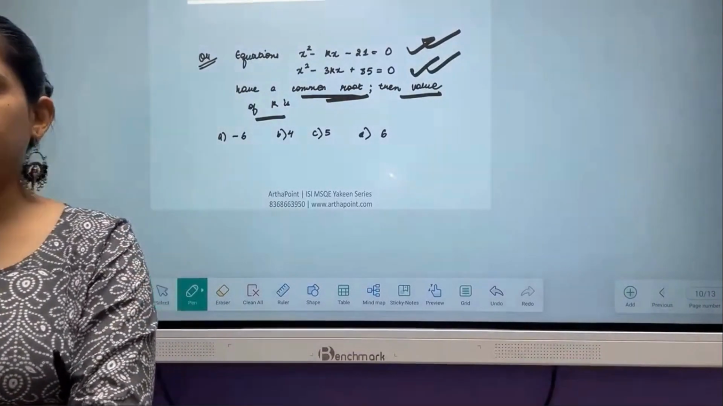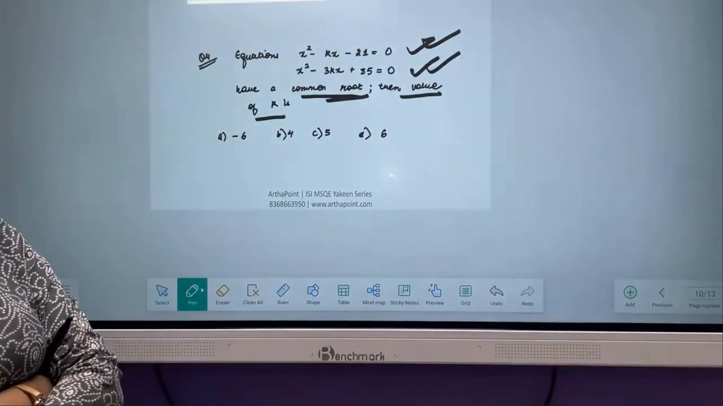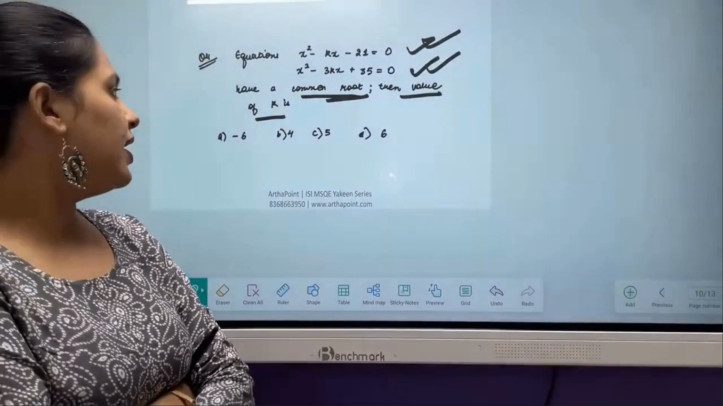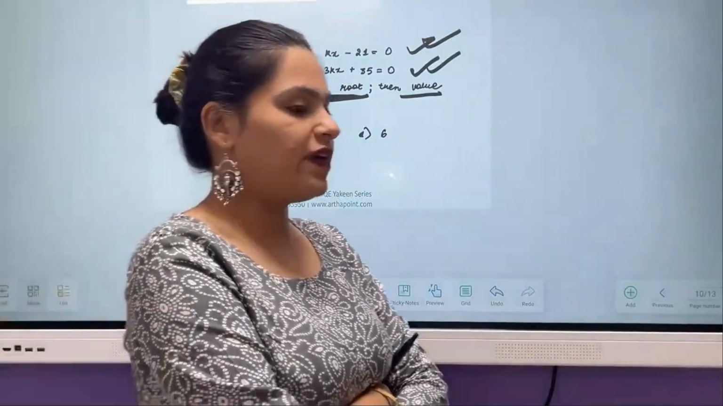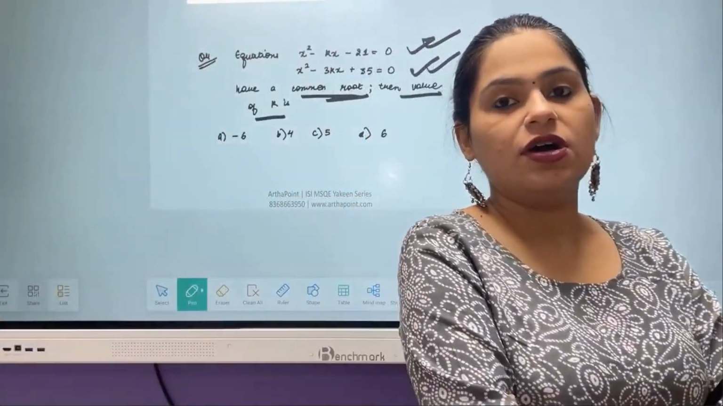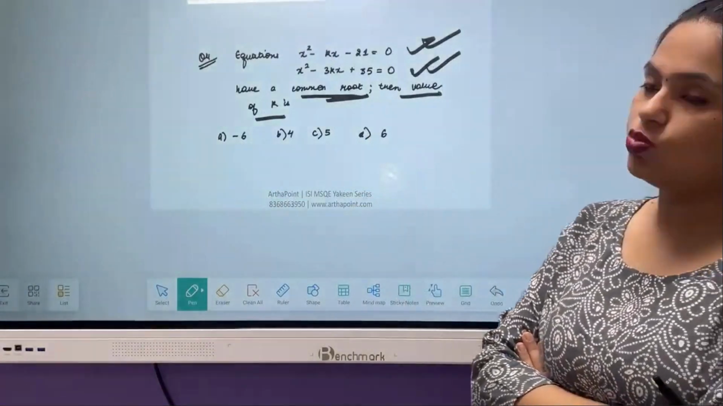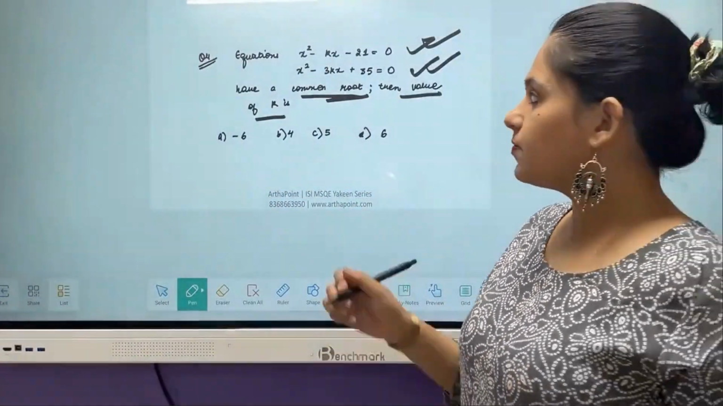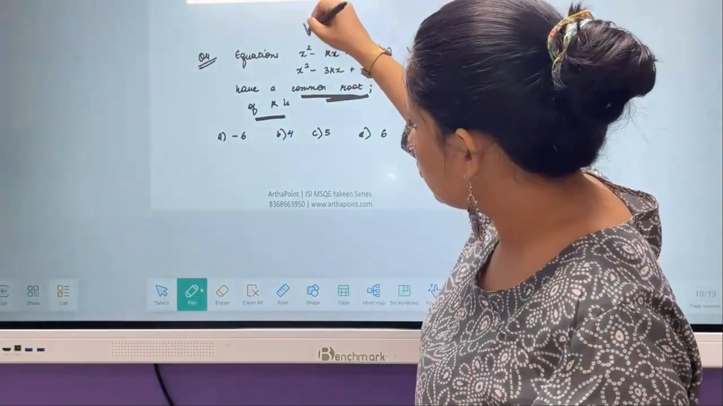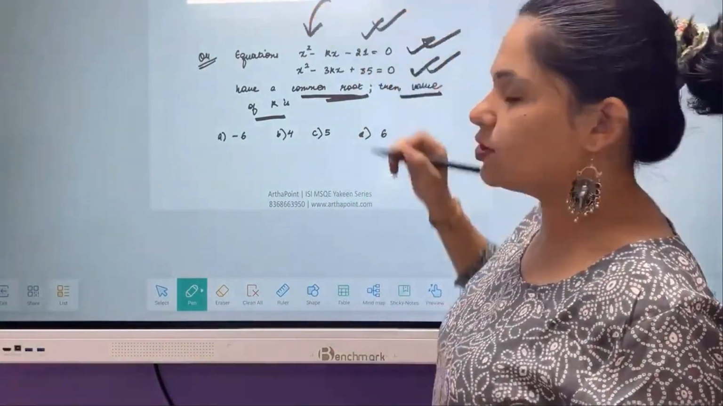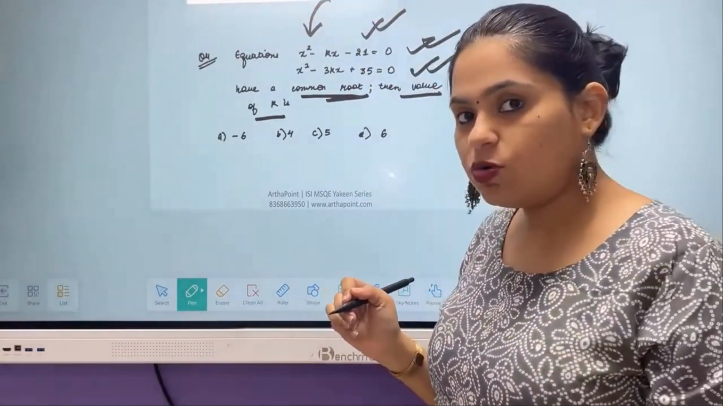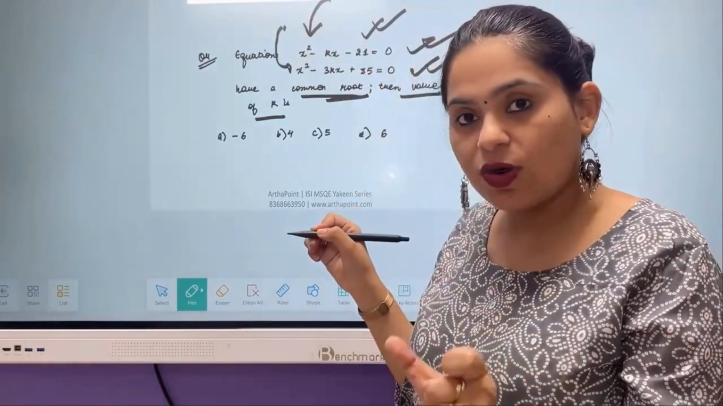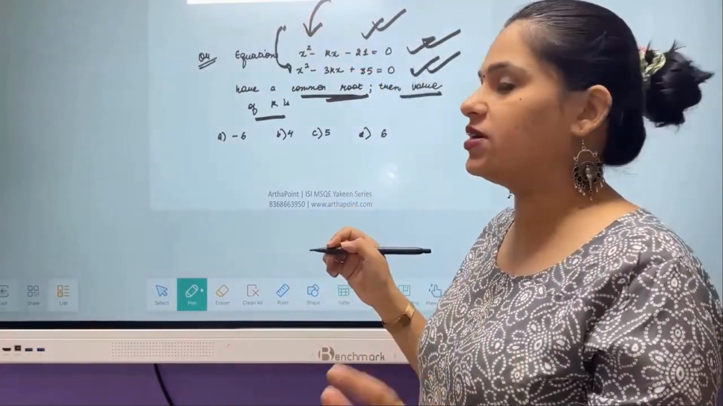Anyone with the answer? So you have two equations given to you, and it is asking you what should be the value of k. You have a common root. But देखो, root क्या होता है? When you put that value, it should satisfy this equation. Common root मतलब क्या? दोनों ही इक्वेशन में एक ऐसी वैल्यू है जो दोनों को ही सैटिस्फाई कर रही है.